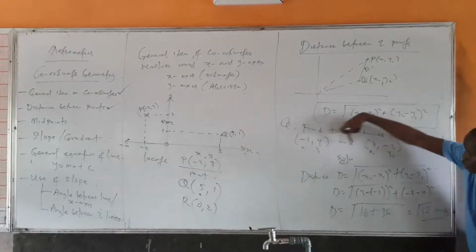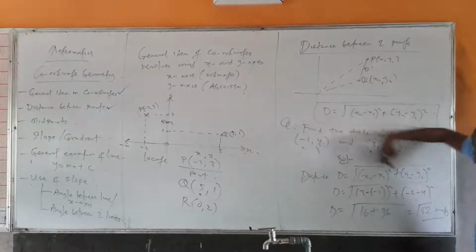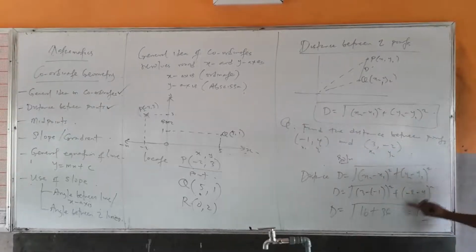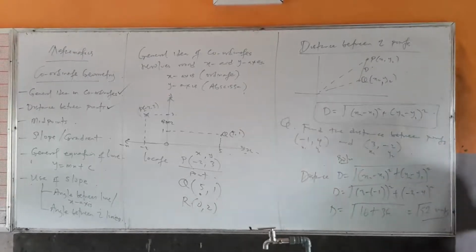You can see x2, x1, 3 minus 1, minus 2, minus 4. That's here. All squared. This one will give me 36. This one will give me 16. Added both of them together, I have 52 square units.